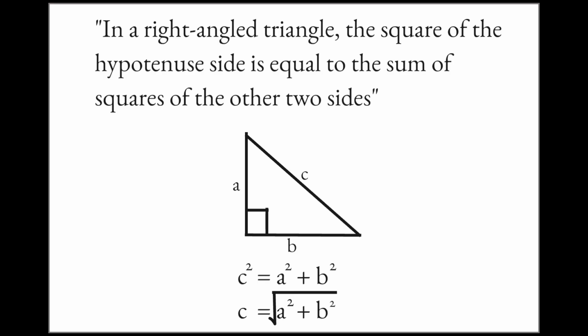Okay, so the definition of the Pythagorean theorem is that in a right-angled triangle, as you can see below, the square of the hypotenuse side, which is c, is equal to the sum of the squares of the opposite two sides. So that is a squared plus b squared. As you can see at the bottom, that's how it is in formula form. That's the Pythagorean theorem in the formula way. So c squared, which is the hypotenuse, is equal to a squared plus b squared.